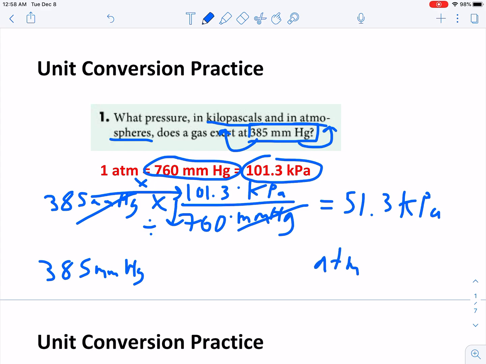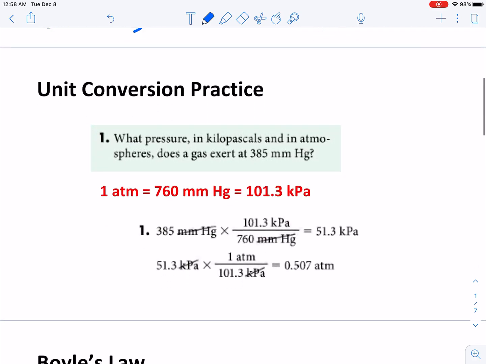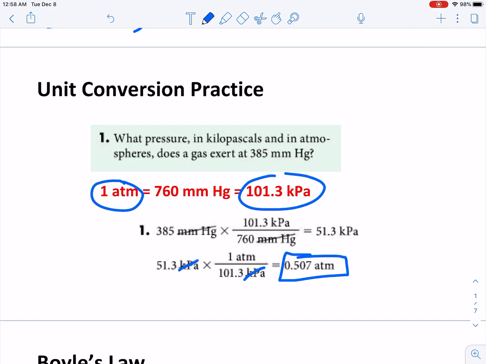Okay, I would like you to do the same conversion from 385 millimeters of mercury to atmospheres. So give that a go. Once you're done, you can cross-reference your answer here. Should have gotten something like 0.507. And again, here's the example setup. Notice kilopascals was put on the bottom, atmospheres on top. And again, you know that one atmosphere is equal to 101.3 kilopascals. So that's where those came from.